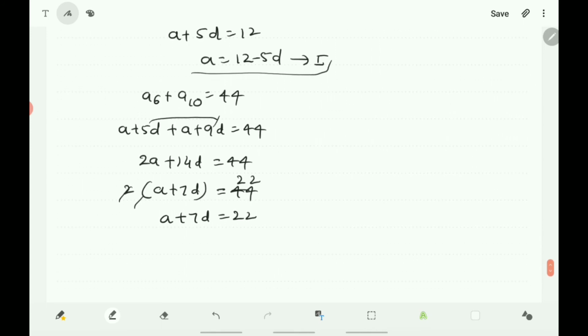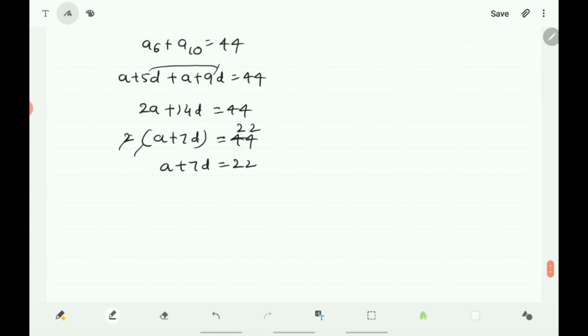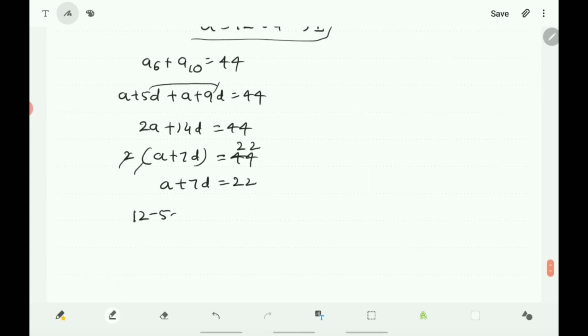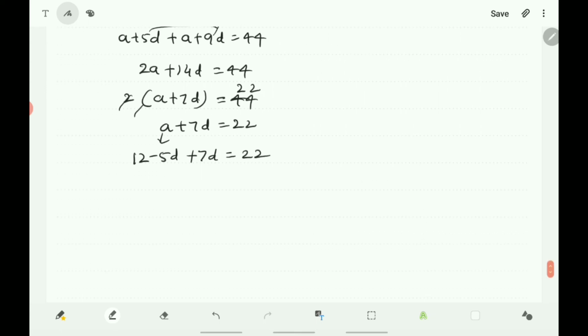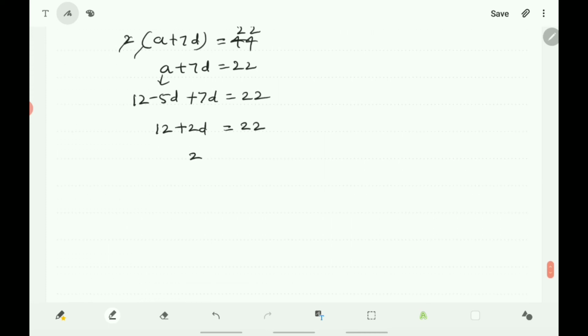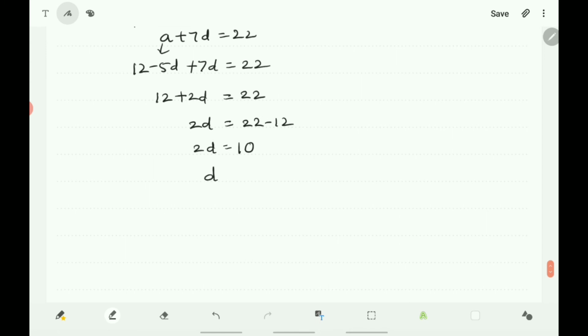Substitute the value of A, that is 12 minus 5D. 12 minus 5D plus 7D is equal to 22. Then 7 minus 5, that is plus 2D, is equal to 22. Then 2D is equal to 22 minus 12, that is 10. And D is equal to 10 by 2. D is equal to 5.